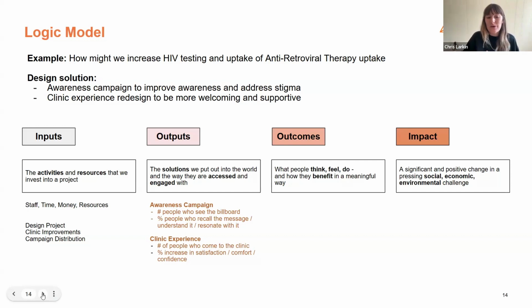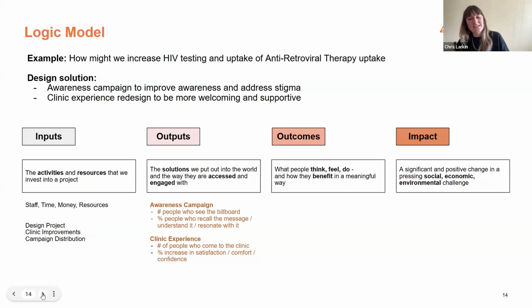Similarly, with a clinic experience, you may be counting how many people have come to the clinic. So are you seeing an increase in numbers because people are learning that, oh yes, this is actually a much better experience? Are you seeing a percentage change in the satisfaction or comfort or confidence of people who come and use the clinic in terms of feedback that you're collecting afterwards?